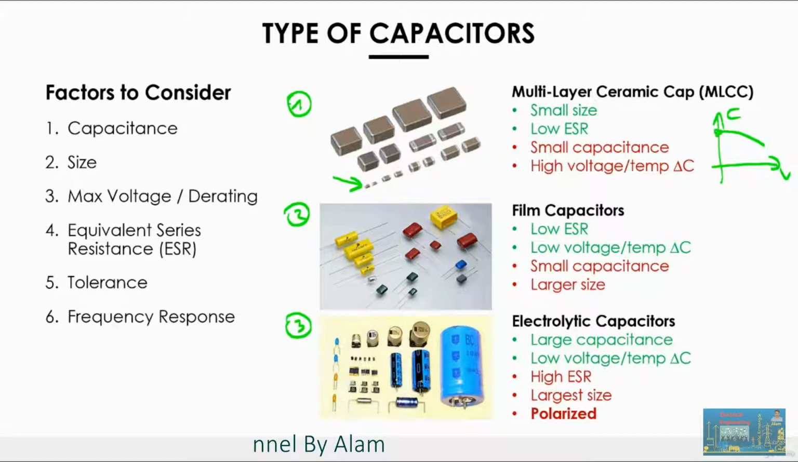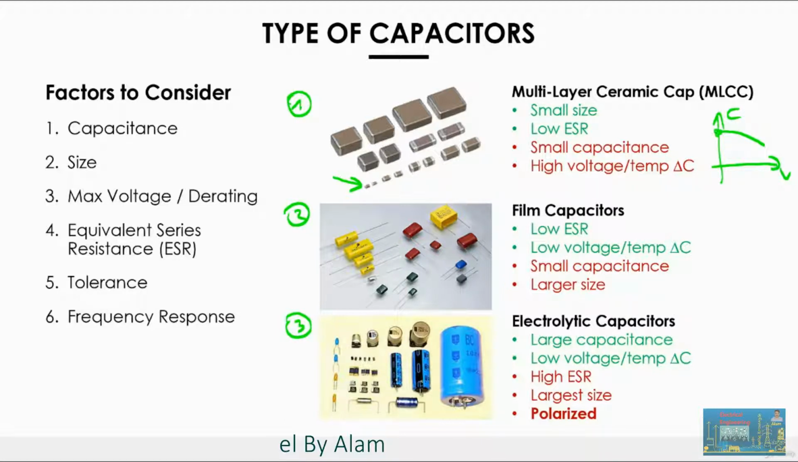capacitor. So they also have low ESR. What you see is that they have instead a low voltage and temperature dependency of the capacitance. So the capacitance is pretty stable. They also give you small capacitance, but they have a larger size and usually they're also more expensive. Electrolytic capacitor is another widely used type of capacitor.